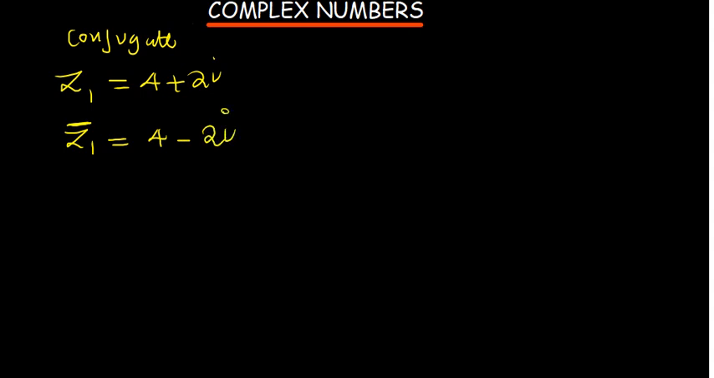Now, you need to realize that when you multiply a complex number by its conjugate, you are going to get a real number. So let's multiply these two. We find z1 multiplied by z1 bar. Okay, so z1 here is 4 plus 2i, and then z1 bar, or z1 conjugate, is 4 minus 2i.